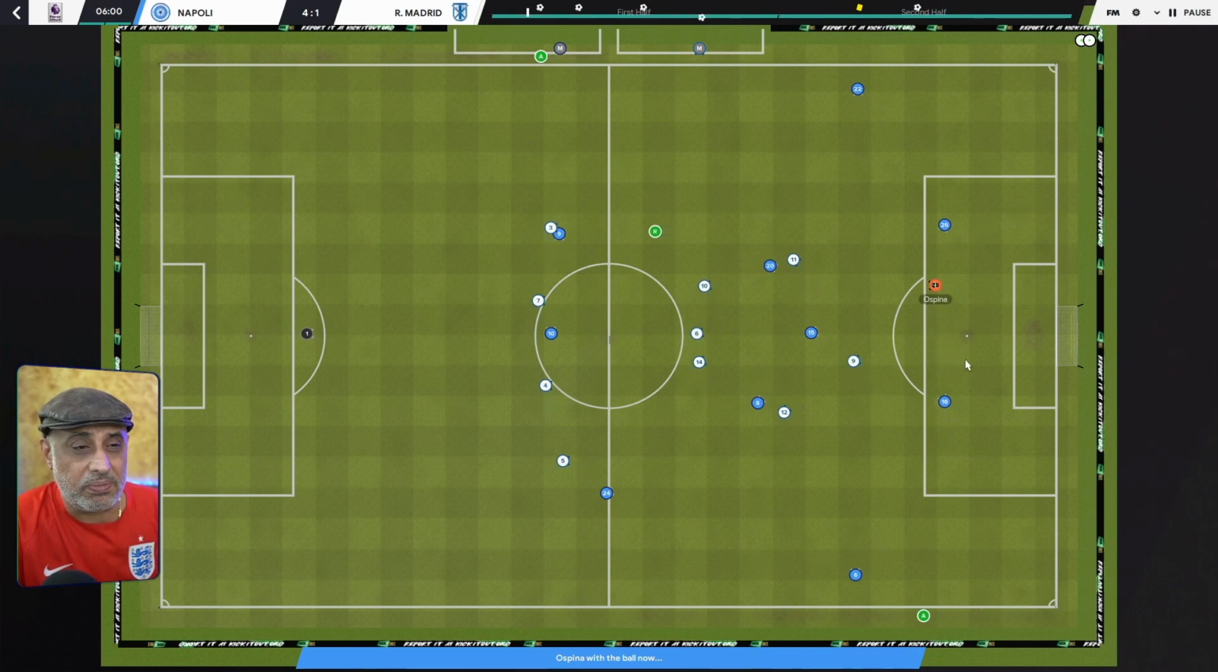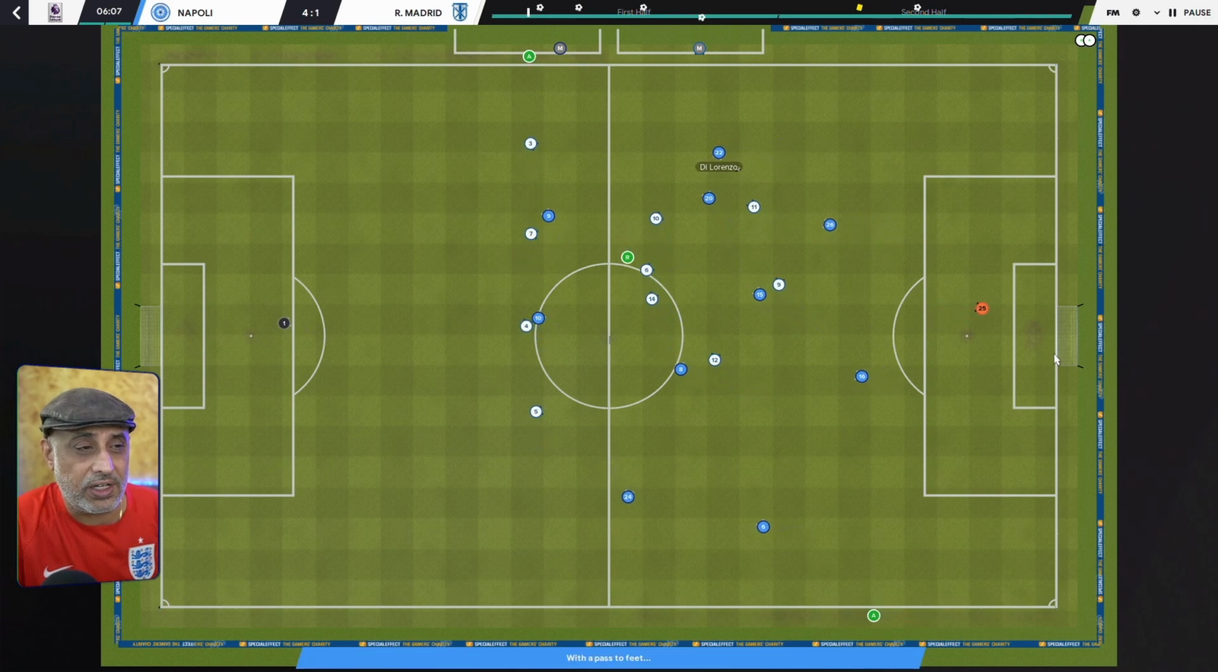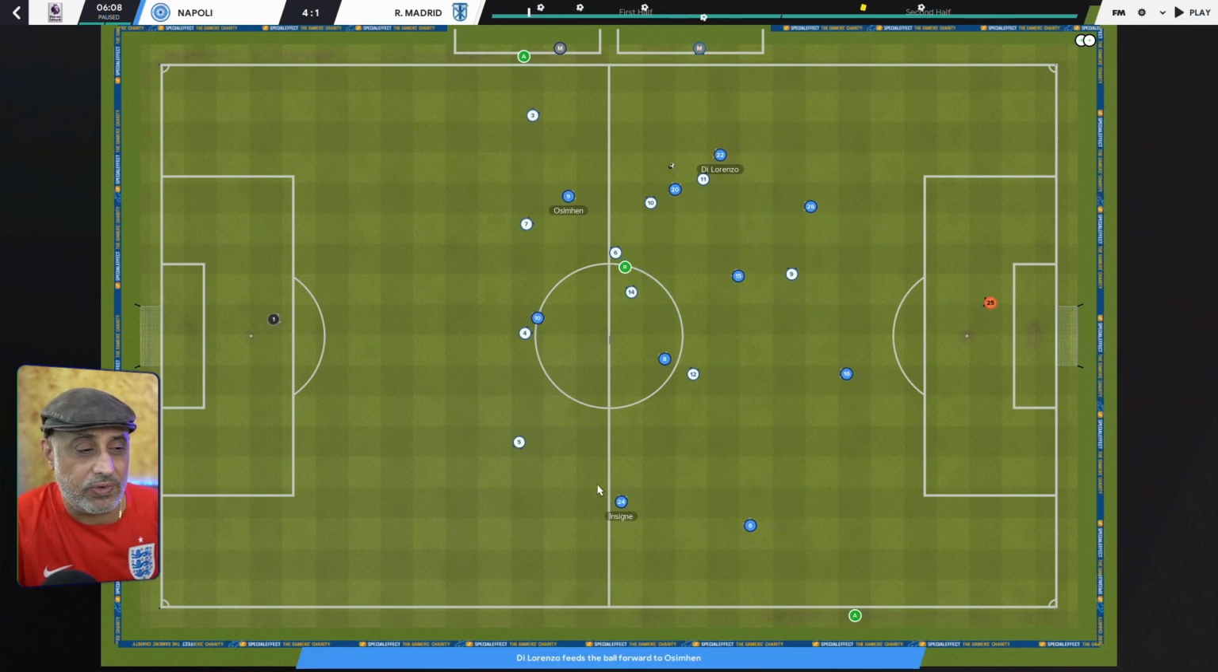Now, as the keeper gets the ball, he looks for options. We don't waste too much time. He rolls it out to the defender. We play it out. Now look at where our inverted winger is. He's free right now in this space.